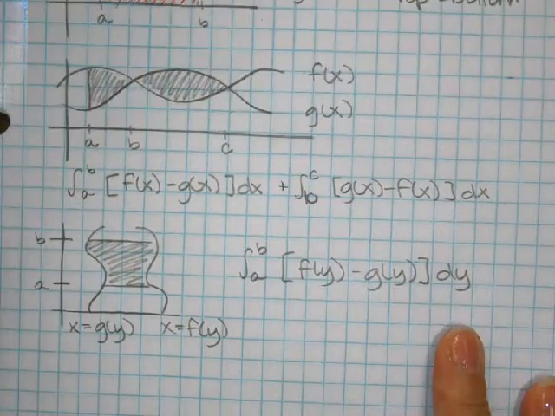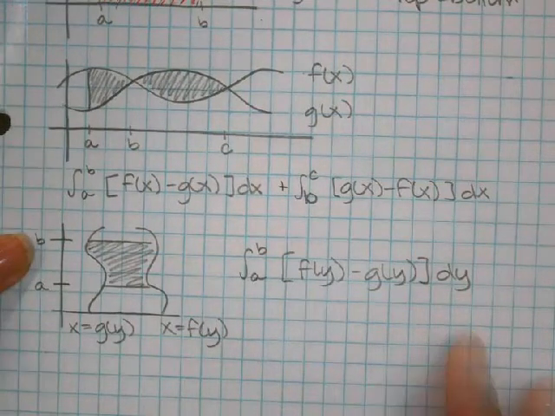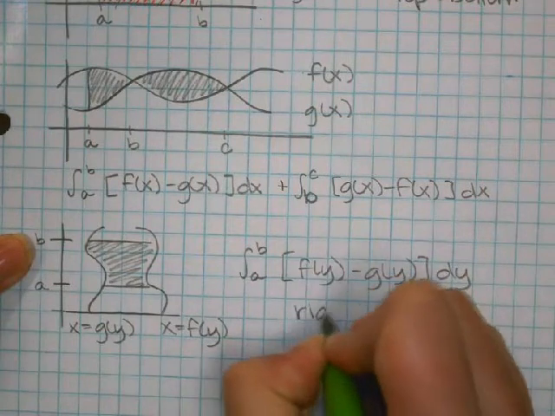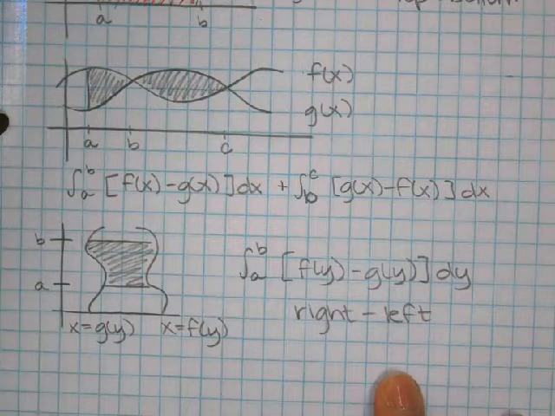So if you are doing the area between two curves and you're dealing with a function that's in terms of y, then you go from right to left. So we would say right minus left instead of top minus bottom, because top minus bottom would not apply here.